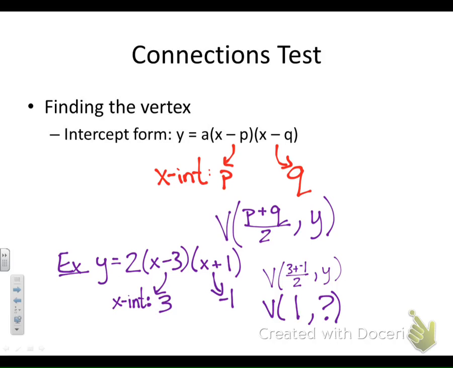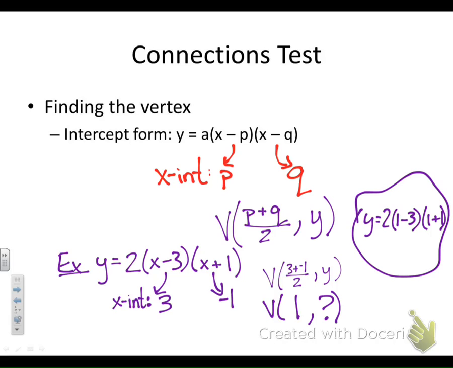So I'm going to do a little side work over here. y is going to equal 2 times (1 minus 3) times (1 plus 1). Notice how I put the 1 into the original equation where the x's are. I'm going to do parentheses first. So I'm looking at 2 times -2 times a positive 2. So my y-coordinate is -8.